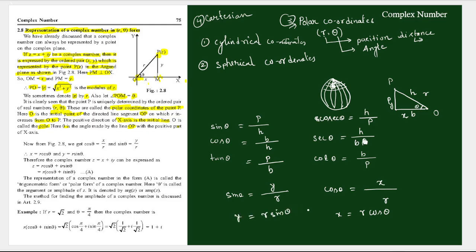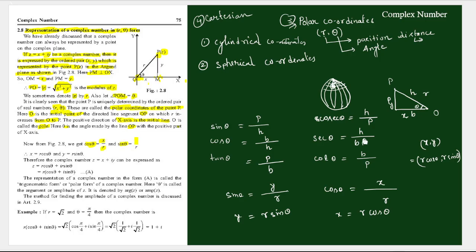So our Argand plane, which is in the form of x comma y, our complex number, is in this ordered pair, right? x comma y. So this can now be written as r cos theta and r sin theta. Now this is in the form of polar coordinates. So this same thing has been discussed in this section. Now if you apply cos theta, then we will get x by r.